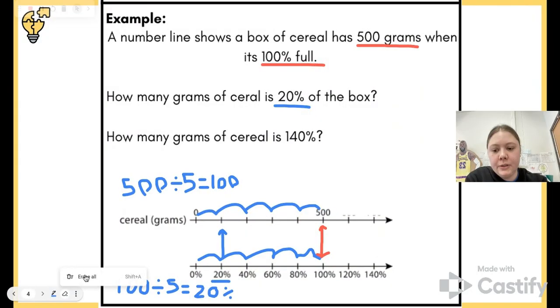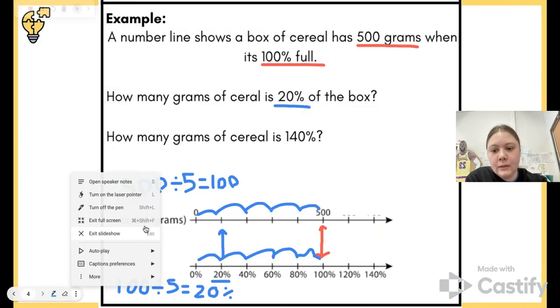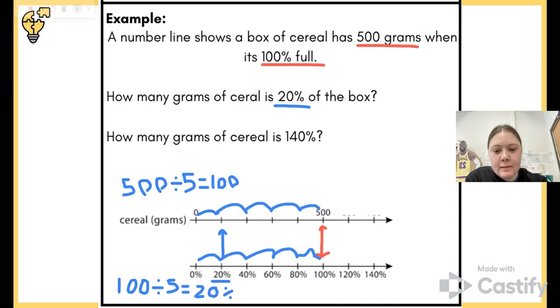All right, so I'm going to put my 100 right on that line. So I wish I could erase my little drawing there. It's not letting me erase it. All right, so my 100 can go here. That's connected with this line here. So I know how many grams of cereal is 20% of the box? 100 grams. Sorry, it's hard to write with my finger on my trackpad.